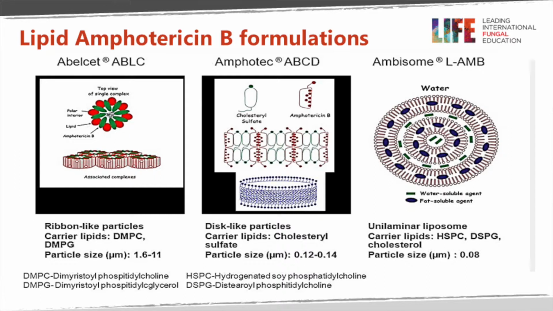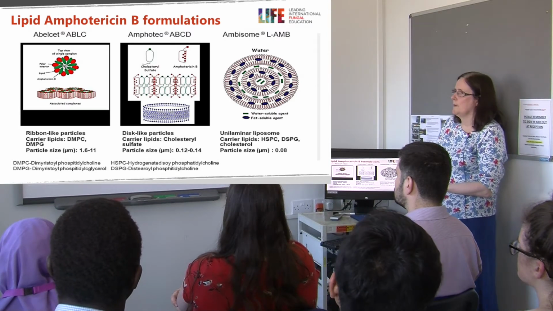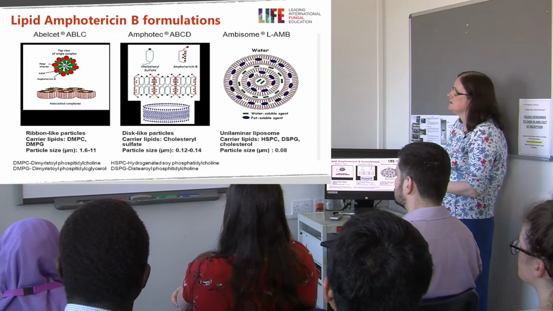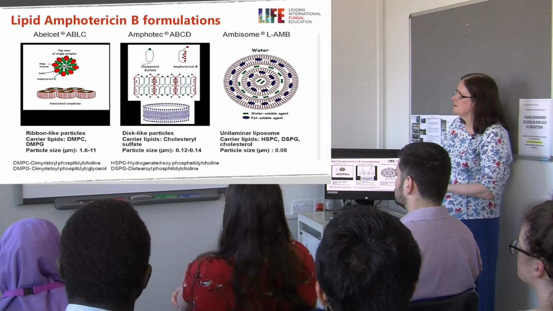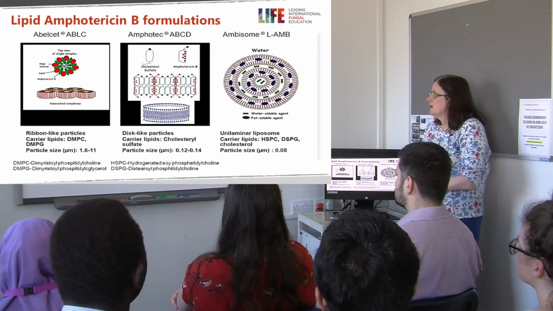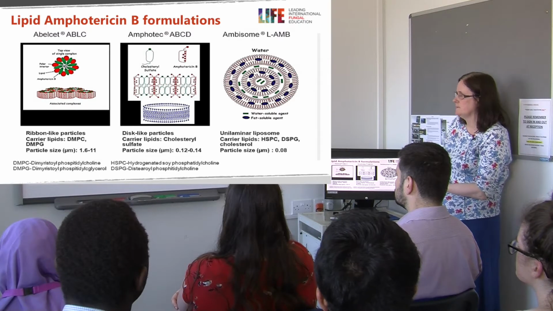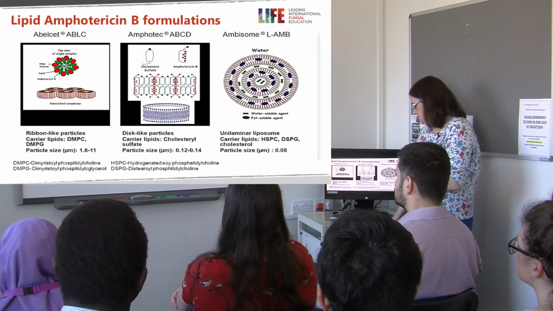The second formulation in the middle, which is the disc-like particles, as you can see, uses a slightly different lipid carrier, the cholesterol sulfate, and they form complexes around with initially the cholesterol sulfate, then the amphotericin, and alternating like that to form a disc-like structure. And as you can see, this is a slightly smaller size compared to the ribbon-like particles on the left-hand side. On the very right-hand side of the slide, the amphotericin forms with a liposome, and the carrier lipids again are slightly different, HSPC and DSPG and cholesterol. And this is the smallest formulation of the liposomal or the lipid formulation of amphotericin.